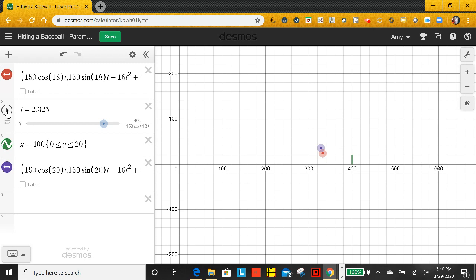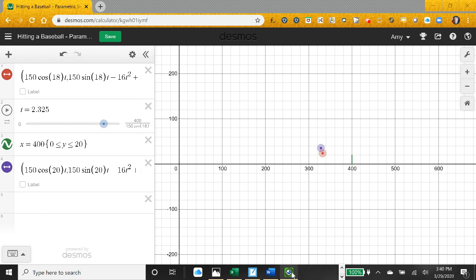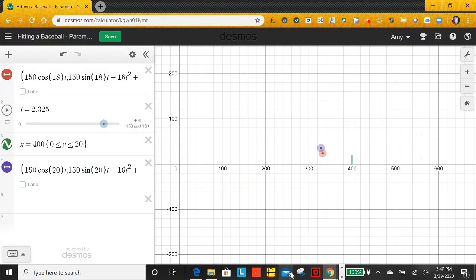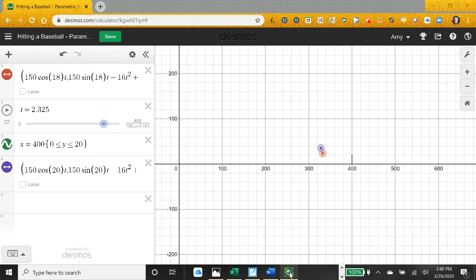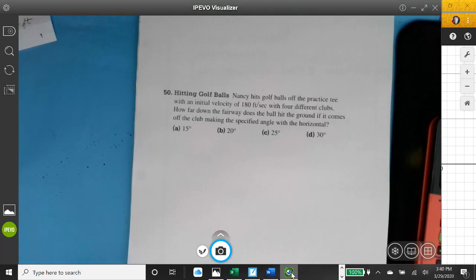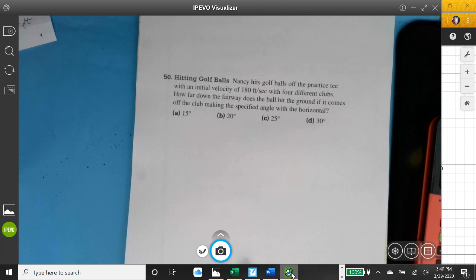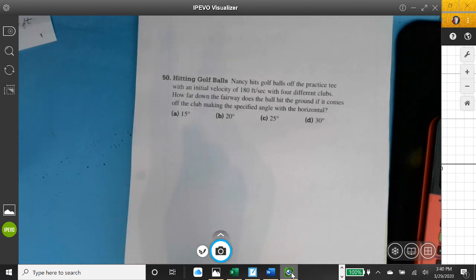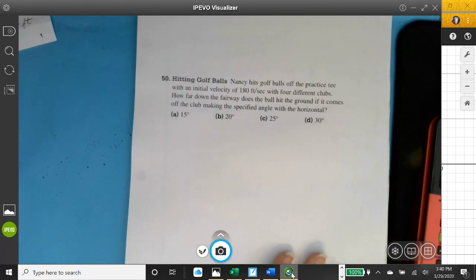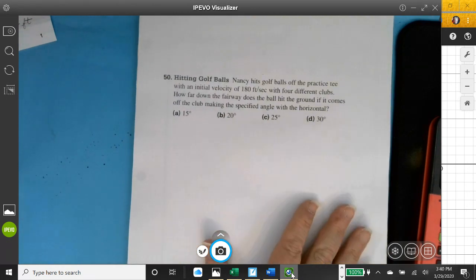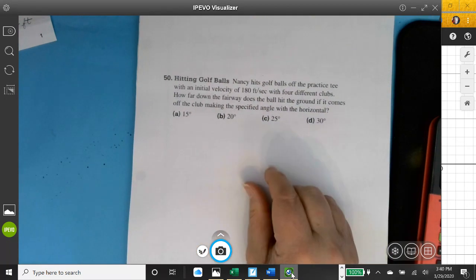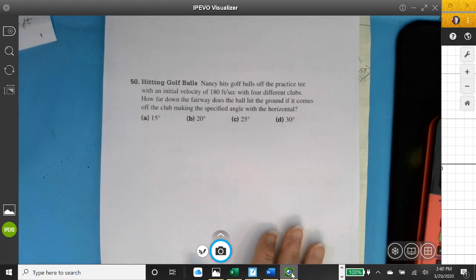And the example is actually one from your homework, and it's about hitting golf balls. We might have some golfers. And this is number 50. Let me get my iPad up. There it is. Nancy hits golf balls off a practice tee, which means from the ground. We're going to assume that's negligible, unless her tee is a little bit off the ground, but we're not going to go there.